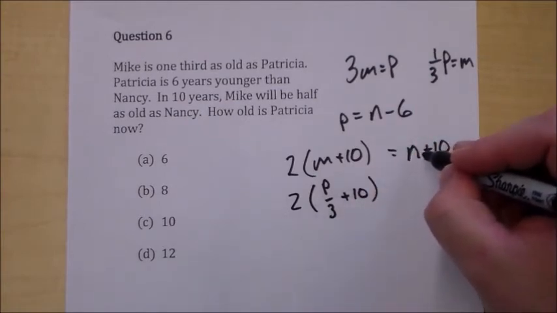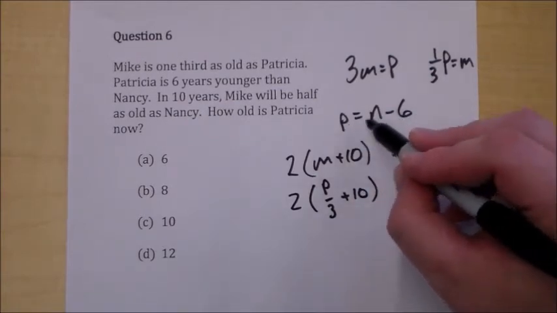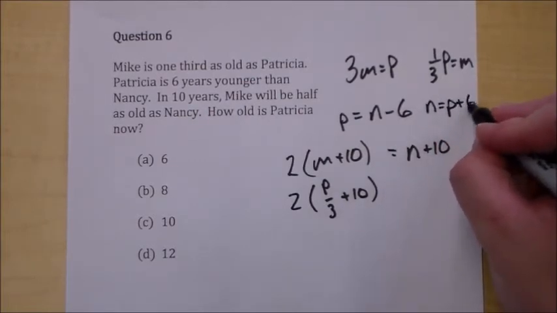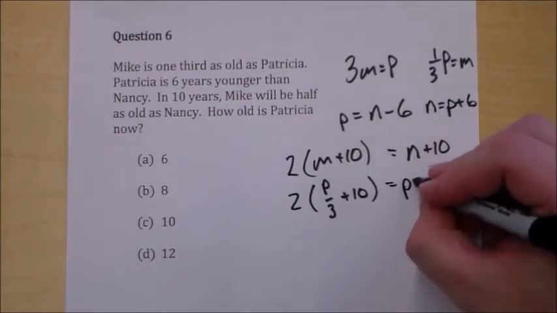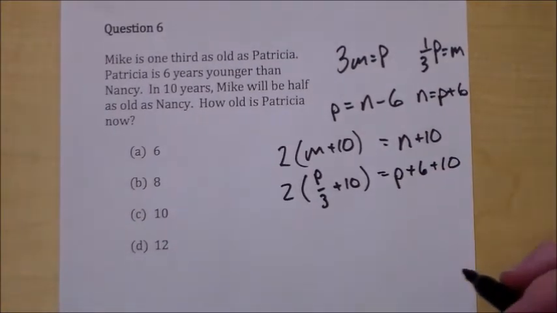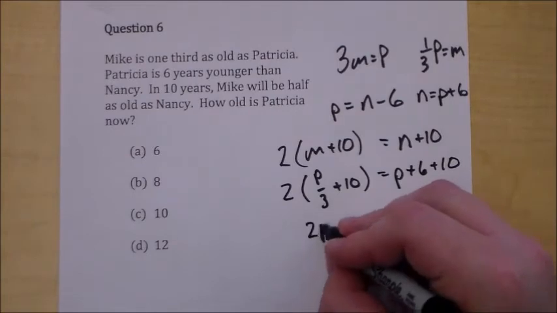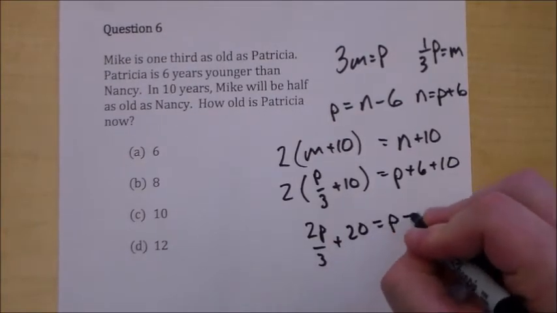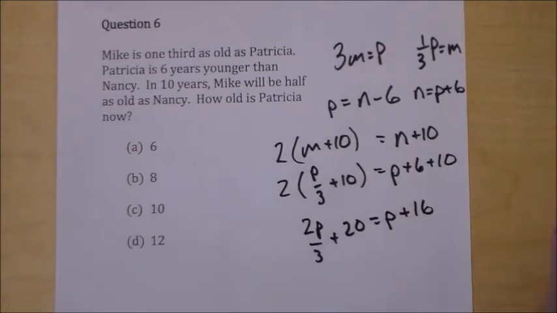And N equals, what does N equal? Well, P equals N minus 6. N is going to equal P plus 6, right? So this equals P plus 6 plus 10. All right. Do the distributive property, and we have 2P divided by 3 plus 20 equals P plus 16. Now what do I do?